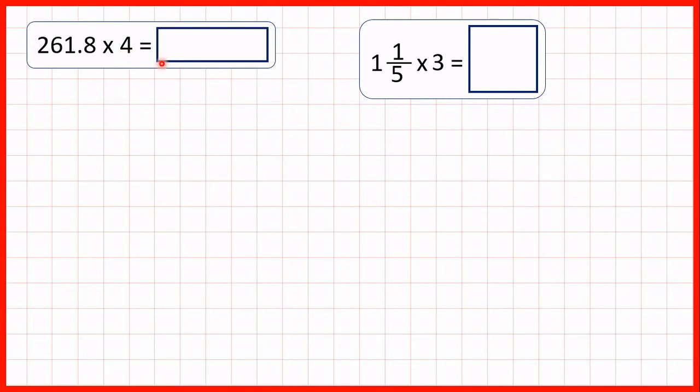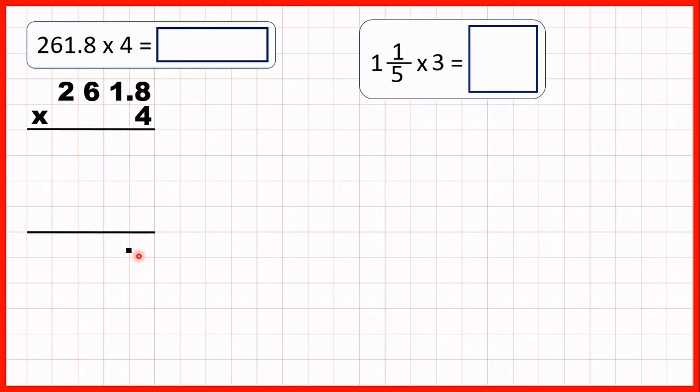261.8 times 4. So we can set this out as a column multiplication, and if we're using the expanded method, we need 4 answer lines because there are 4 digits in our top number. Now there's a decimal point in the question, so we need to make sure that we copy down the decimal point into our answer. If there's 1 decimal place in the question, there will be 1 decimal place in the answer.